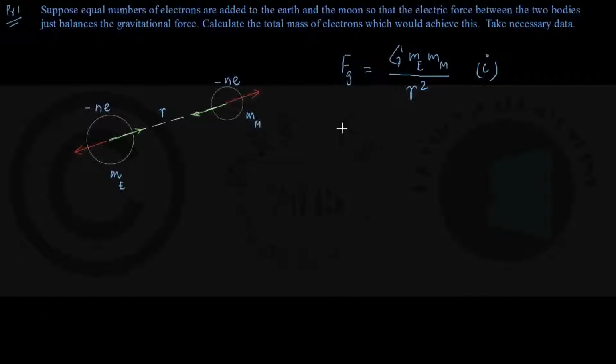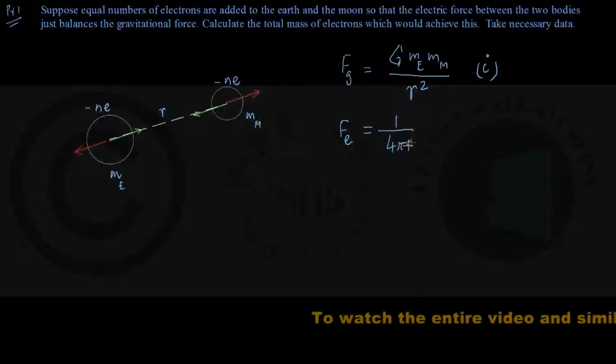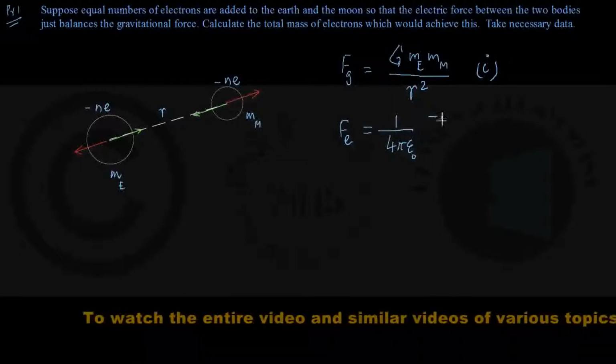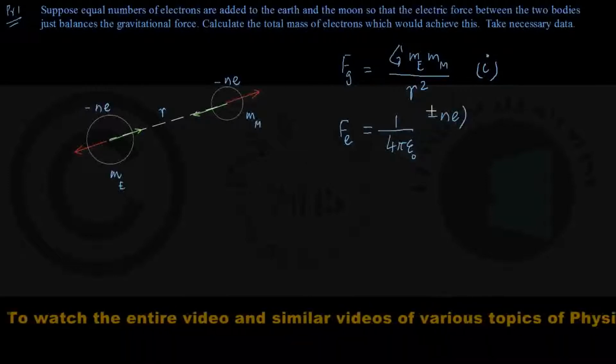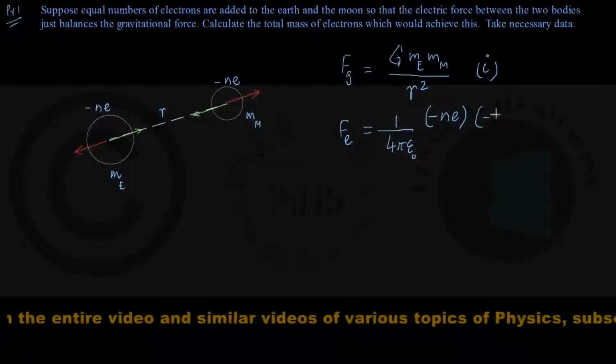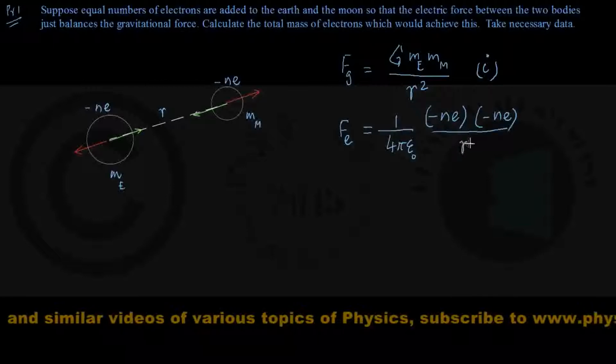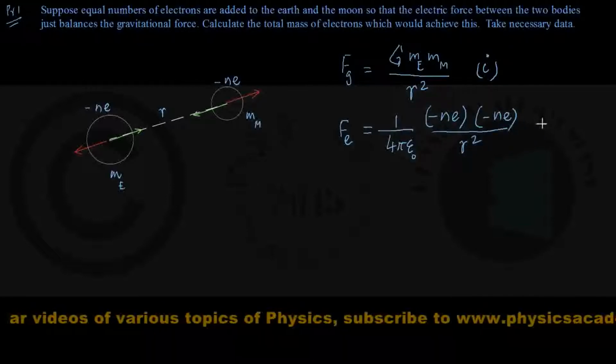Similarly, the electrical force between the two celestial objects, in case they are given electrons onto them, could be written to be, remember the equation, 1 upon 4 pi epsilon 0 into Q1 Q2 by R square. Now in this case the charge on either object is minus Ne. So I'm just putting it, divided by the same R square. R is not changing here, and that's equation number 2.